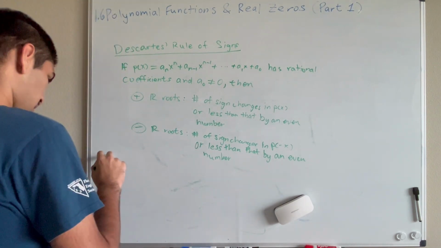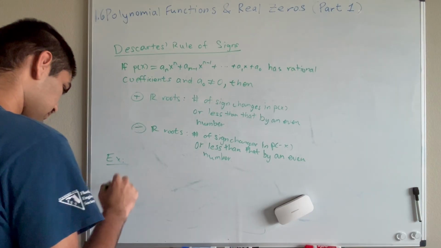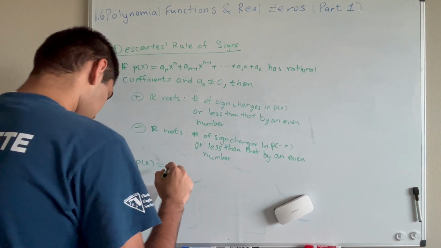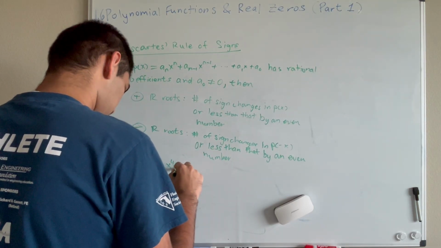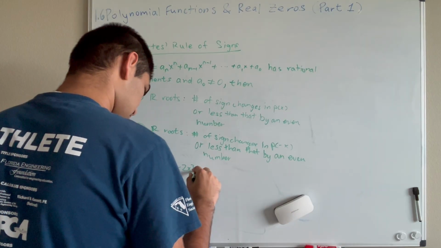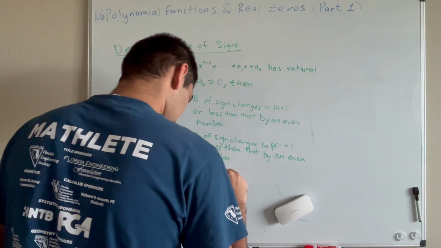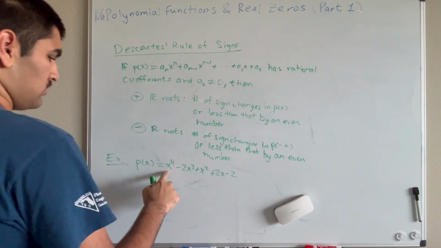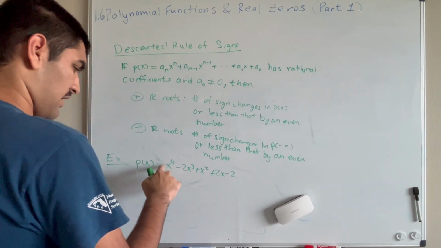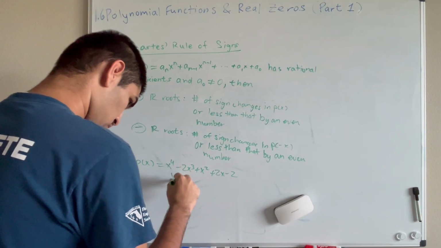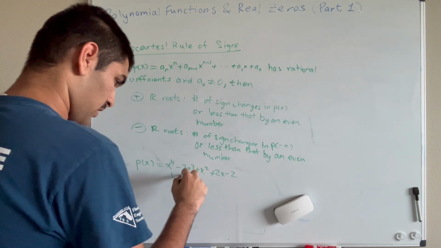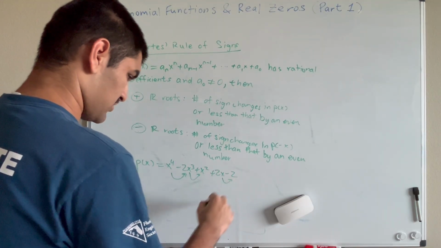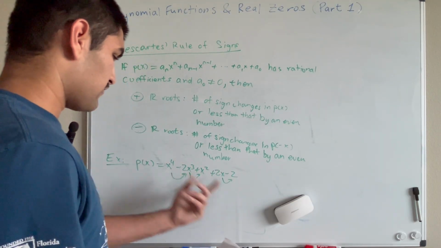Good. So now let's do an example. Say you have some polynomial p of x, and it's equal to x to the fourth minus 2x cubed plus x squared plus 2x minus 2. Notice how it goes from positive, because the 1 is positive, to negative. So that's one sign change right there. And then it goes from negative to positive, so that's another sign change. Positive to positive stays the same, but then it goes from positive to negative. That's another sign change. So in total, in p of x, we have 3 sign changes.